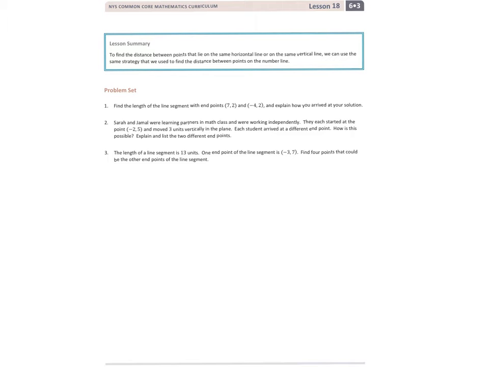Hi guys, this is the problem set for lesson 18, and you can see the lesson summary at the top. So we got three problems.